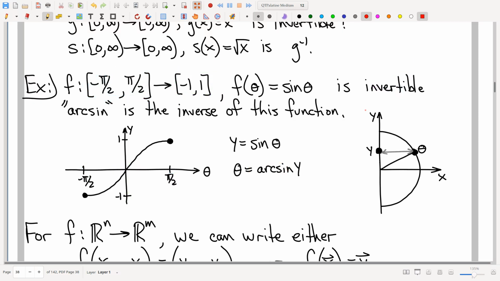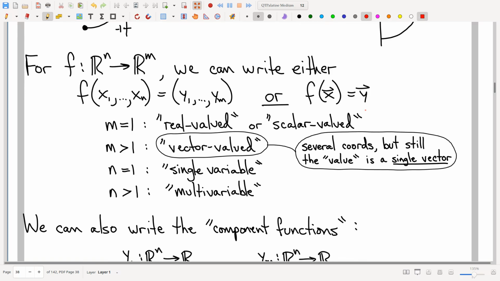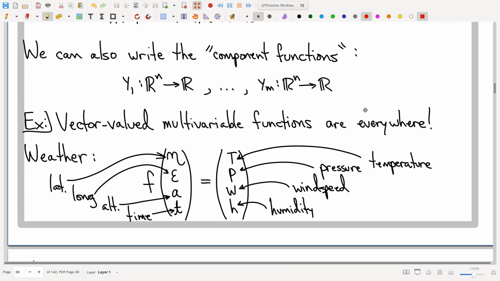The rest of this is all readable. Make sure to read through all this. Again, there are some important terminological conventions we have to standardize. Just make sure you retain that. And likewise, another little bit of terminology, and then the fun little example of a multivariable vector-valued function. The weather.